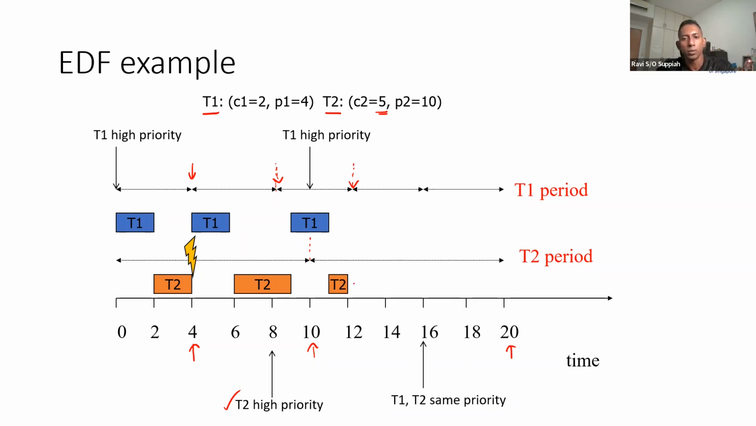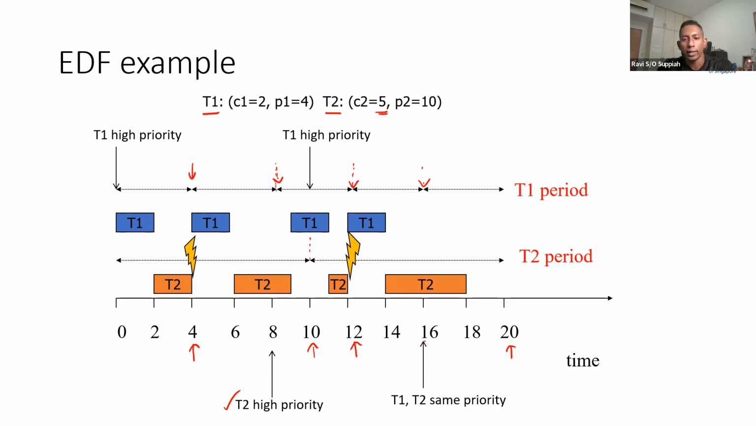So when T2 runs, and then at time t equals 12, the next instance of T1 occurs. When the next instance of T1 occurs, the scheduler will see that for T1, the deadline is at t equals 16, whereas for T2, the deadline is at t equals 20. So T1 is higher priority, so T1 will preempt T2 and T1 will run. And after that, T2 will continue.